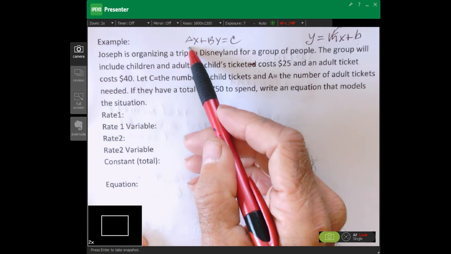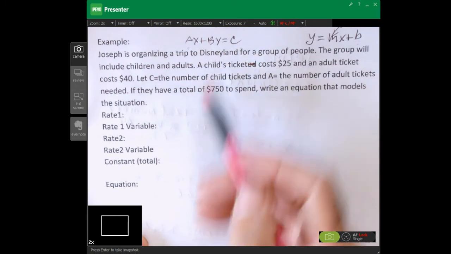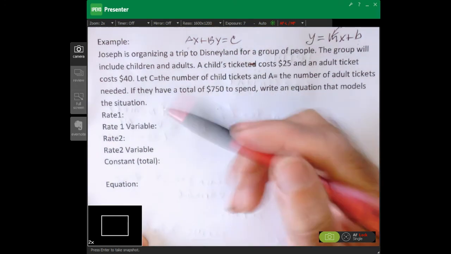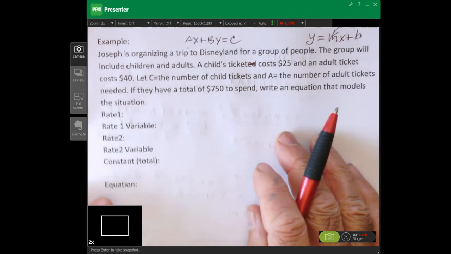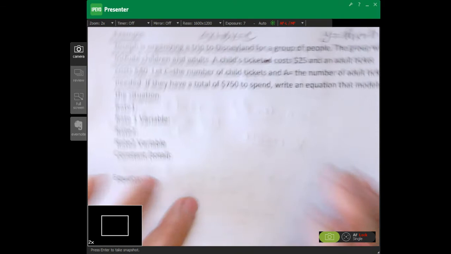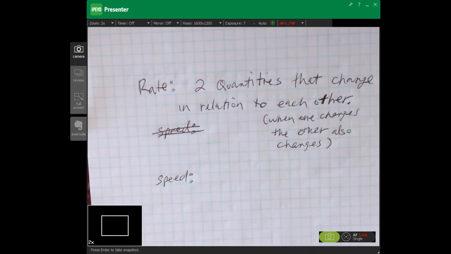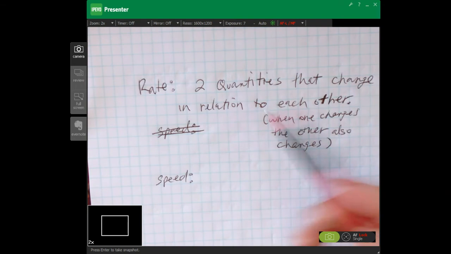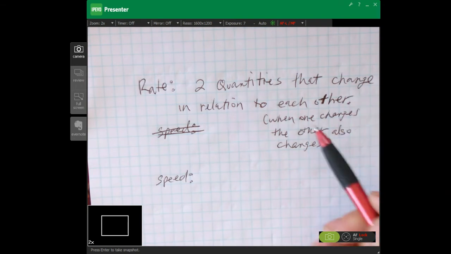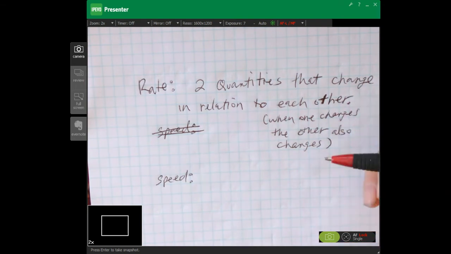Okay. And when we have standard form, we can use this when we actually have more than one rate, when we have two rates. And so now before we do that, just a quick review of what a rate is. Basically, a rate is just two quantities that change in relation to each other. So when one changes, the other one also changes.